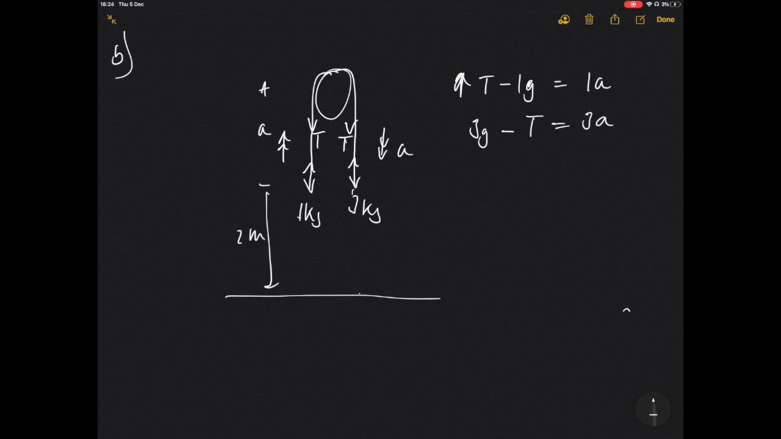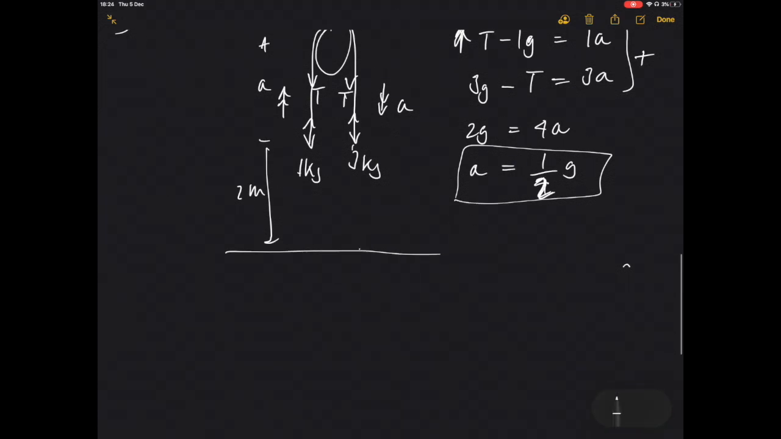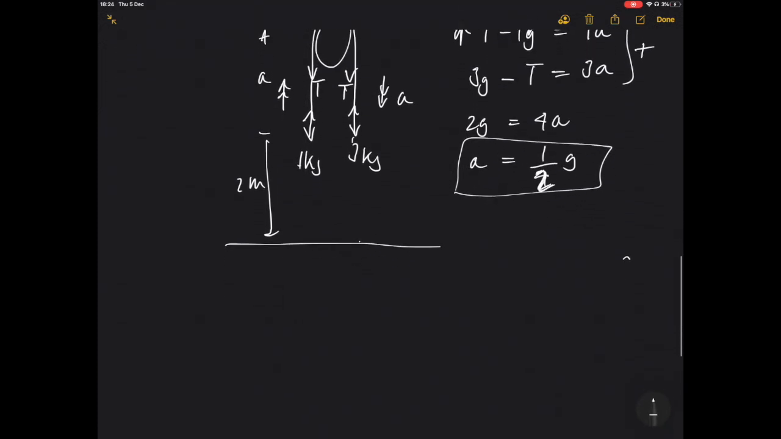Okay, so we have this set of simultaneous equations. If we add these together again, we'll find that 2g equals 4a, so a equals 1 over 4g. Oh sorry, 1 over 2g, a half g, or g over 2. So we know this acceleration. We know what this is accelerating at. So we're now asked to find the maximum height which this will go to.